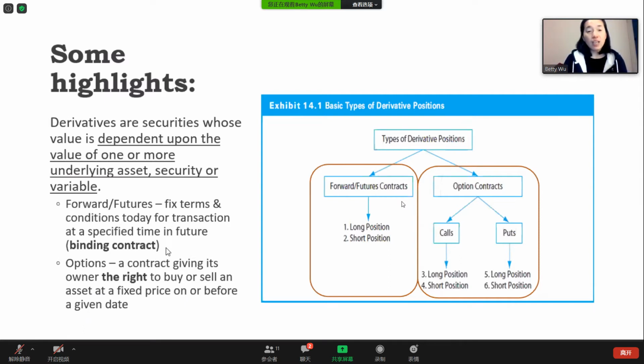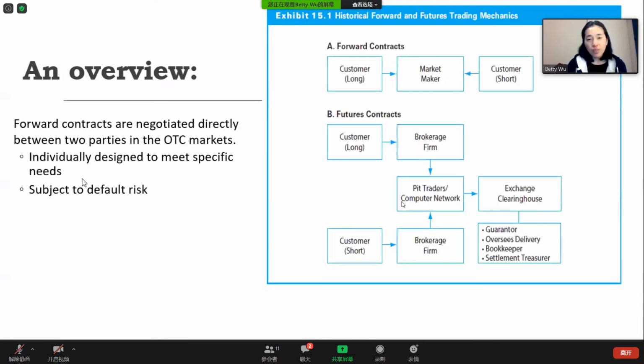Okay, so again, there's a maturity date for both types. It's the end date, like bond investing. And after that date, the contract will expire, right? Okay, so this really gives you some kind of overview.